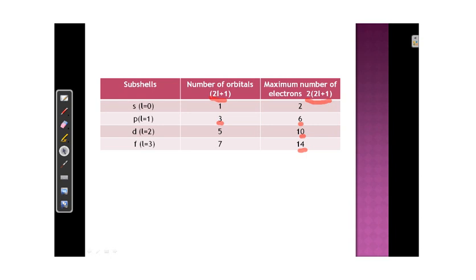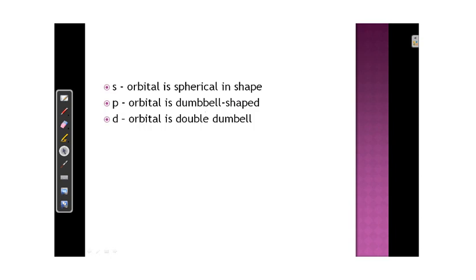So coming to the shapes of the orbitals, we have seen earlier in the shells, subshells and orbitals. S orbital is spherical, P orbital is dumbbell, and D orbital is double dumbbell.